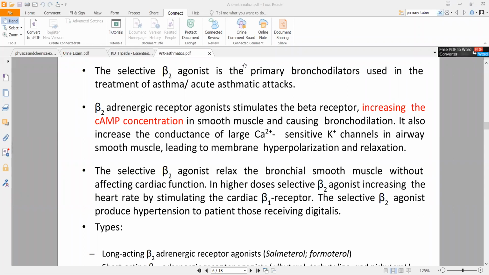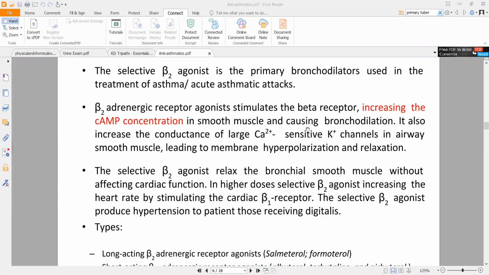So now coming back to this thing, what is happening is whenever you give a selective beta 2 adrenergic receptor agonist, it will selectively stimulate only beta 2 receptor, the result of which will be bronchodilation. What you'll end up with is bronchodilation. Okay, that is what you want in asthma. You specifically want bronchodilation to happen.